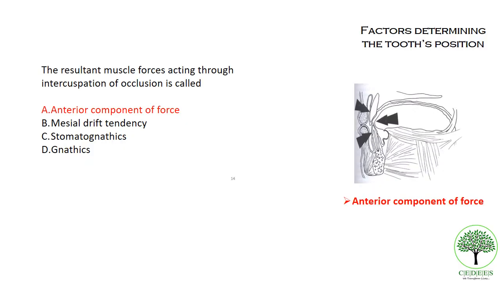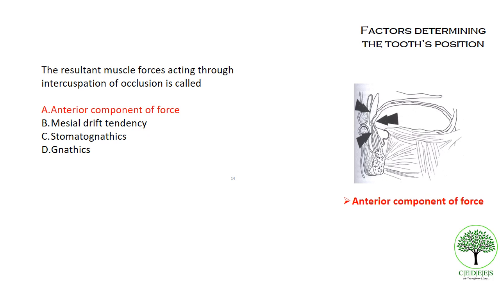There was another doubt regarding this particular concept. The resultant muzzle forces acting through intercuspation of occlusion are called: A, anterior component of force; mesial drift tendency; stomatognathics; and gnathics. Stomatognathics and gnathics become the study of something, so naturally they're eliminated options. Now there is something known as anterior component of force. This concept is one of the main factors in determining the tooth's position, and it explains a lot of mesial drift tendency because that's also the tenet of this concept.